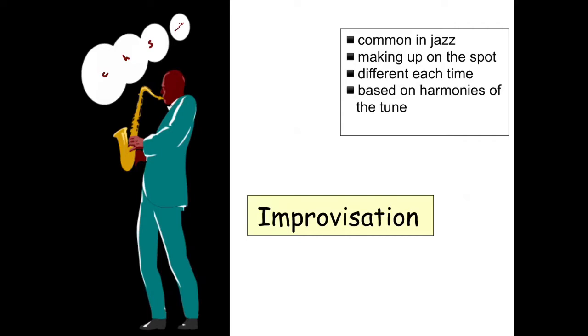Rather than just playing random notes, musicians usually base their improvised solos on the harmonies or the chords of the tune. Listen to this improvised solo played by a trumpet. You'll also hear the double bass and the drum kit improvising and interacting with the soloist.